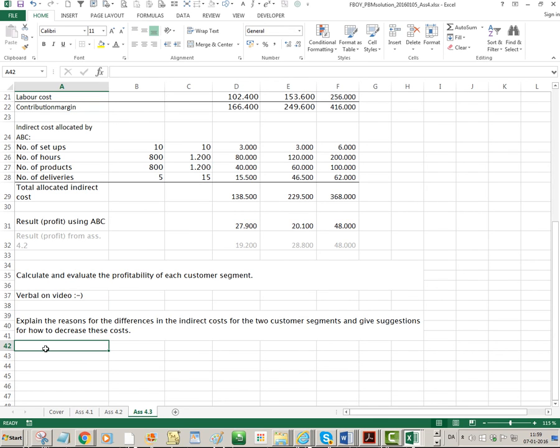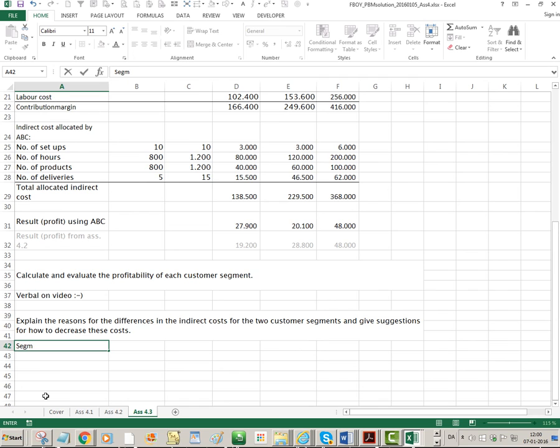So the last section here: explain the reasons for the difference in the indirect cost for the two customer segments and give suggestions. The reason for the difference is, well, I think what we can observe is what I have just said, how they fluctuate. So, suggestion how to decrease it. Well, maybe I should write it here briefly.